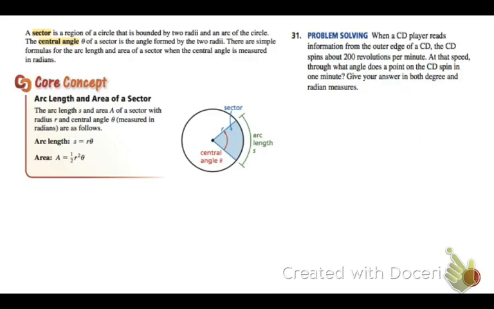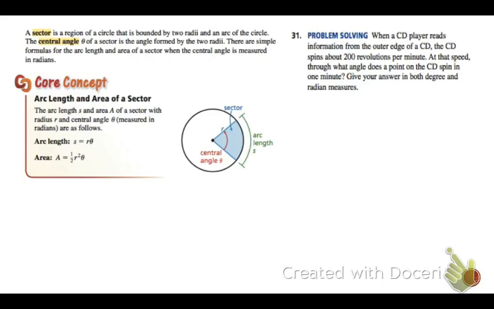All right, now look at this graphic. There are a couple more things that we can find. A sector is a region of a circle that's bounded by 2 radii and an arc on the circle. The central angle, theta, of a sector is the angle formed by those 2 radii. Here are some simple formulas to find the arc length that you see marked and the area of the sector of the circle.